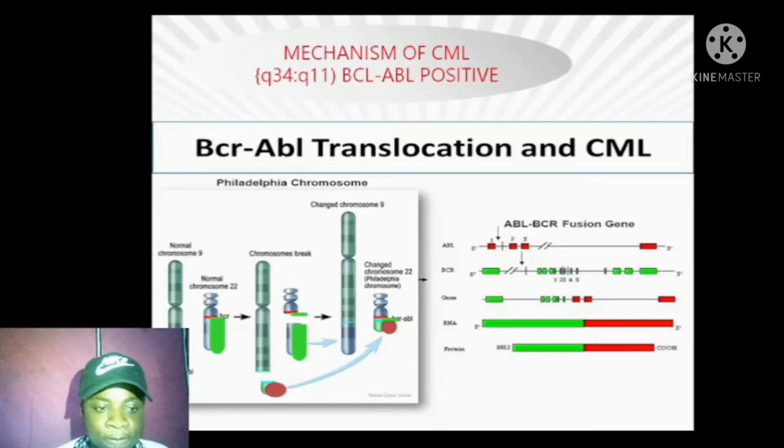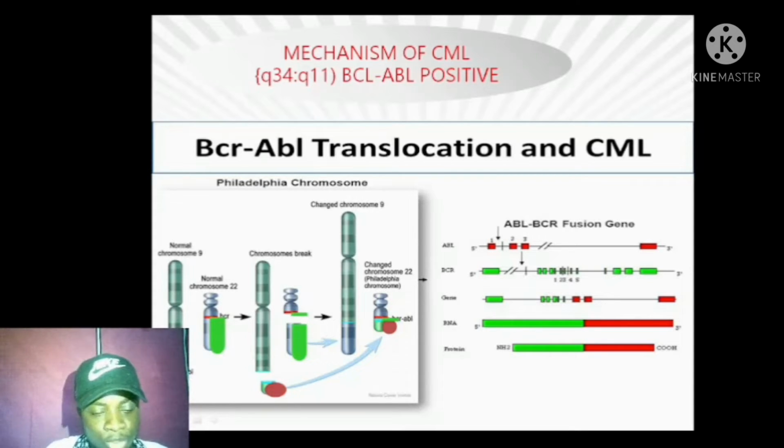If you look at this diagram carefully, we have two different chromosomes. Now we have chromosome 9, which has a long length here. If you look at chromosome 9, it has what is called the ABL portion. You see it's here.